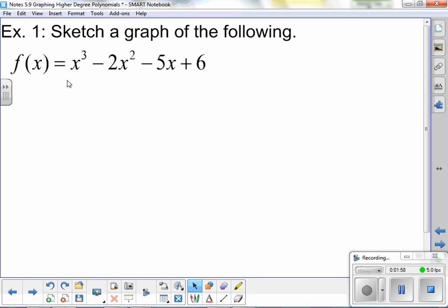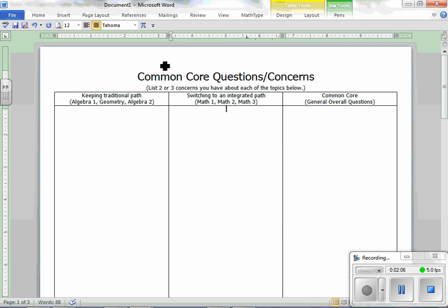All right, let's get into this. So this first one, example number 1, I think we completed this in both of the classes, but I'll go ahead and go over it again. So first off, we've got to figure out our end behavior.